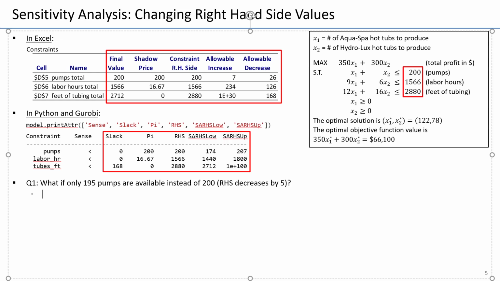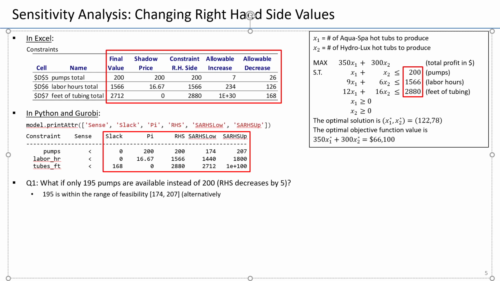So first thing to recognize is that 195 is within the range of feasibility, right? The range of feasibility, which is here. This is the right-hand side, and we're changing it to 195, but we're still within the range of feasibility, which is from 174 to 207.